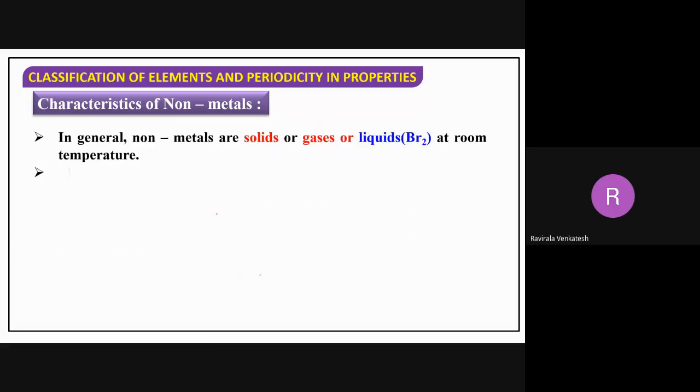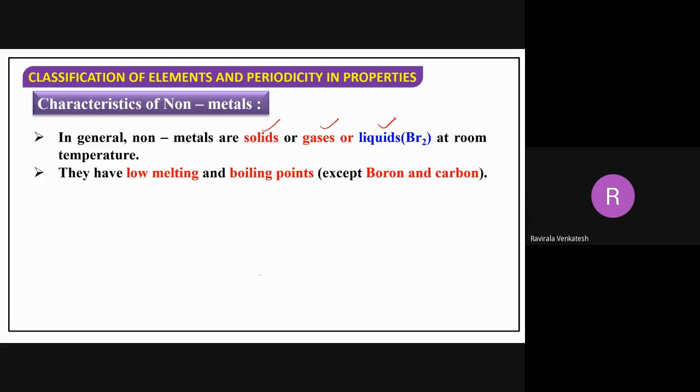What are the characteristics? Generally, what happens? Non-metals are solids, gases also there, liquids also there. For example, nitrogen gas, chlorine gas, fluorine gas. Iodine is a solid, bromine is a liquid. That means non-metals may have solid, gaseous or liquid nature at room temperature. And if you observe, compared to the metals, their melting points and boiling points are very less.